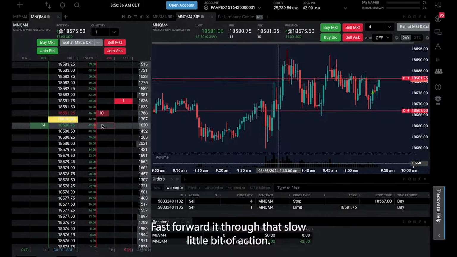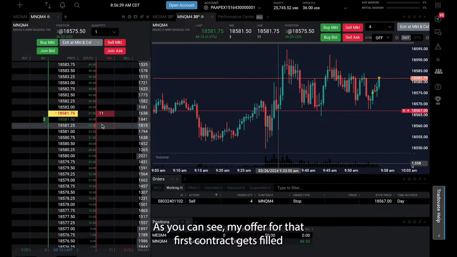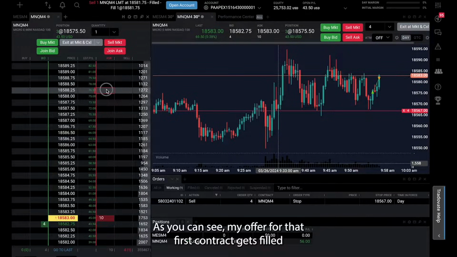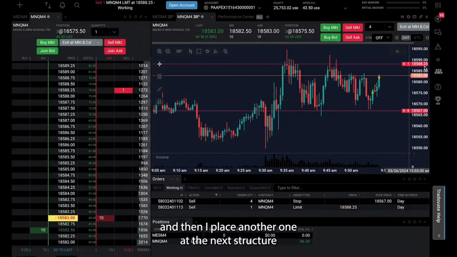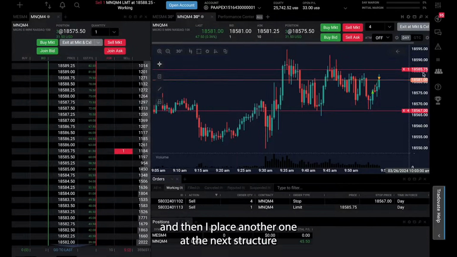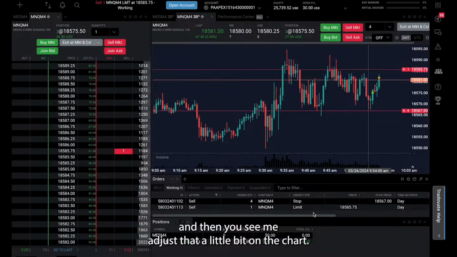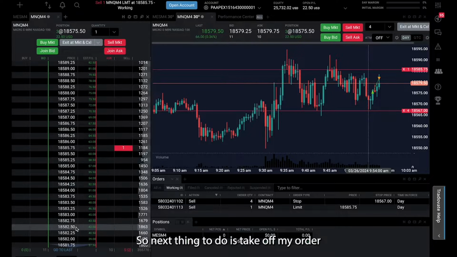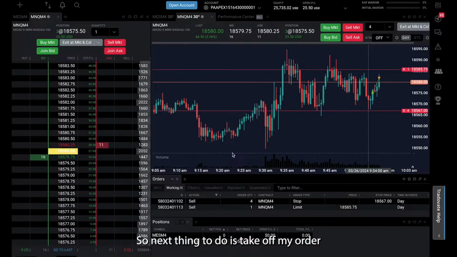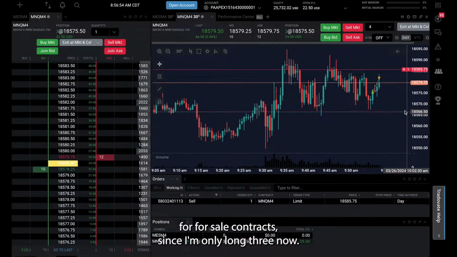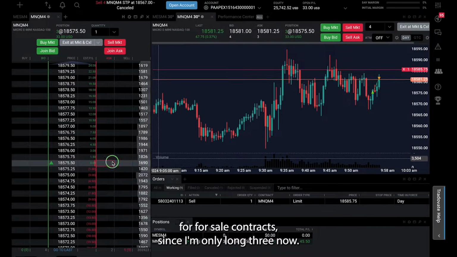Alright, fast forwarded through that slow bit of action. As you can see, my offer for that first contract gets filled, and then I place another one at the next structure, and then you see me adjust it a little bit on the chart. The next thing to do is take off my order for 4 sell contracts, since I'm only long 3 now.